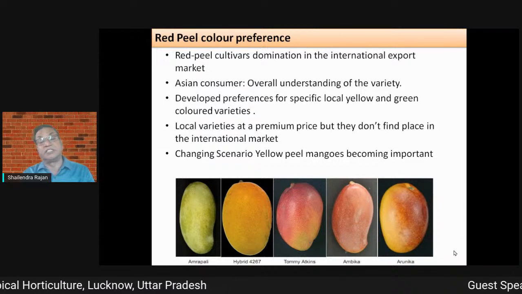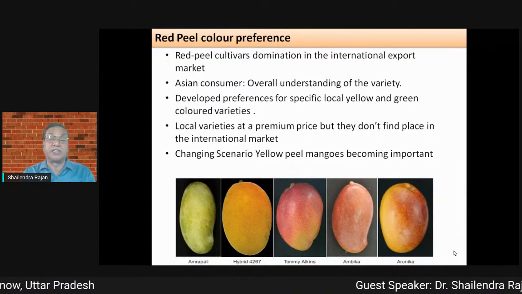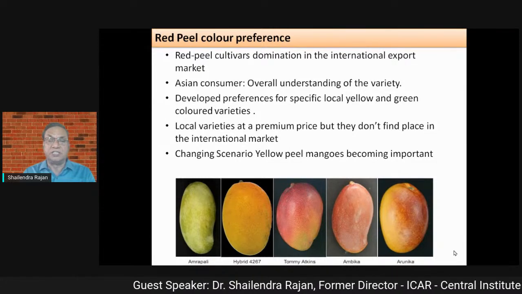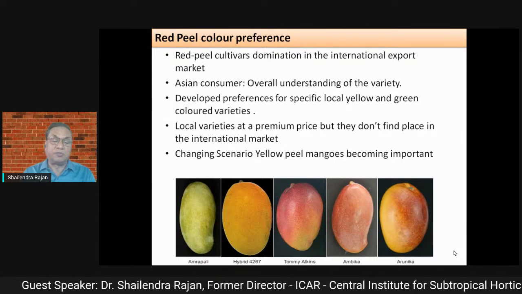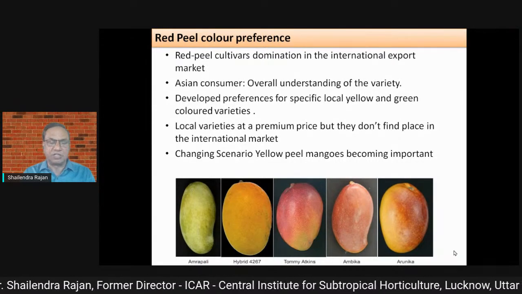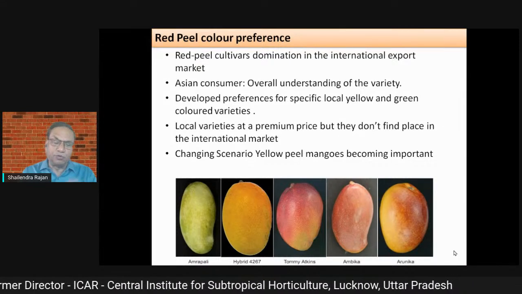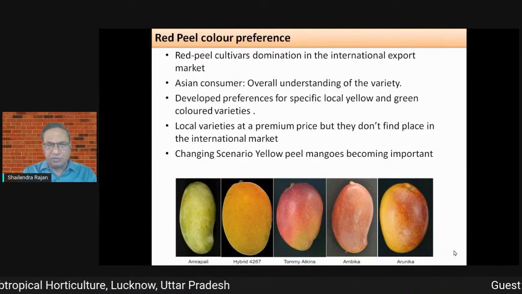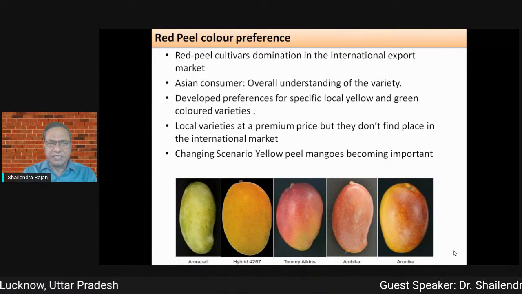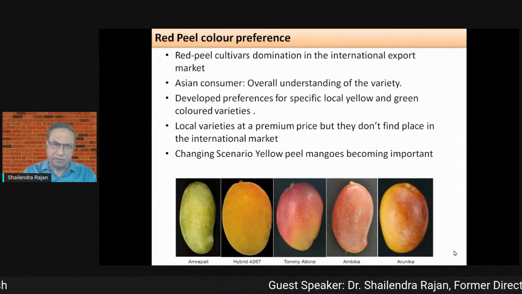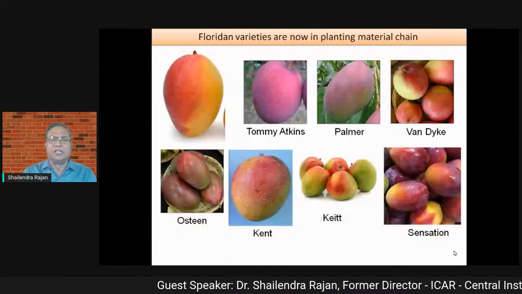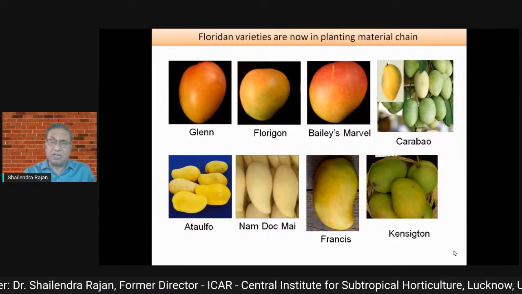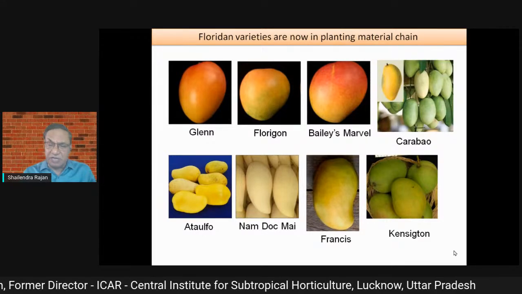But with the changing scenario in the US and UK markets, where only red colored varieties were preferred, these yellow and green varieties are now being preferred by some of the consumers, because they know that the fruit peel color is not associated with quality. They found that the variety Ataulfo, now a leading yellow colored variety, is coming up with a lot of welcome in the market. Some of the varieties are there, but these have not come to the commercial level. Some Southeast Asian varieties are also coming.